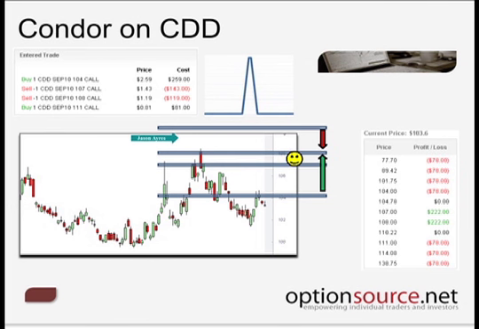But the idea here is what we've looked to do is we've looked to lower our risk exposure and lock in a profit recognized in its fullest as long as the underlying, in this case the CDD, is trading between 107 and 108 on expiration.